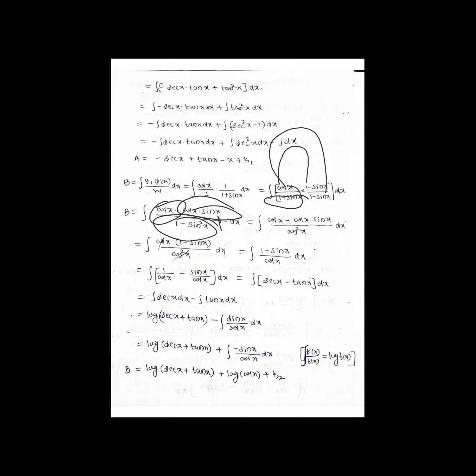So what I will do is that from the numerator cos x is common. So cos x I'll take common. 1 minus sin x is remaining inside, divided by cos square x. One cos x gets cancelled. 1 minus sin x divided by cos x dx. So 1 upon cos x minus sin x divided by cos x dx.